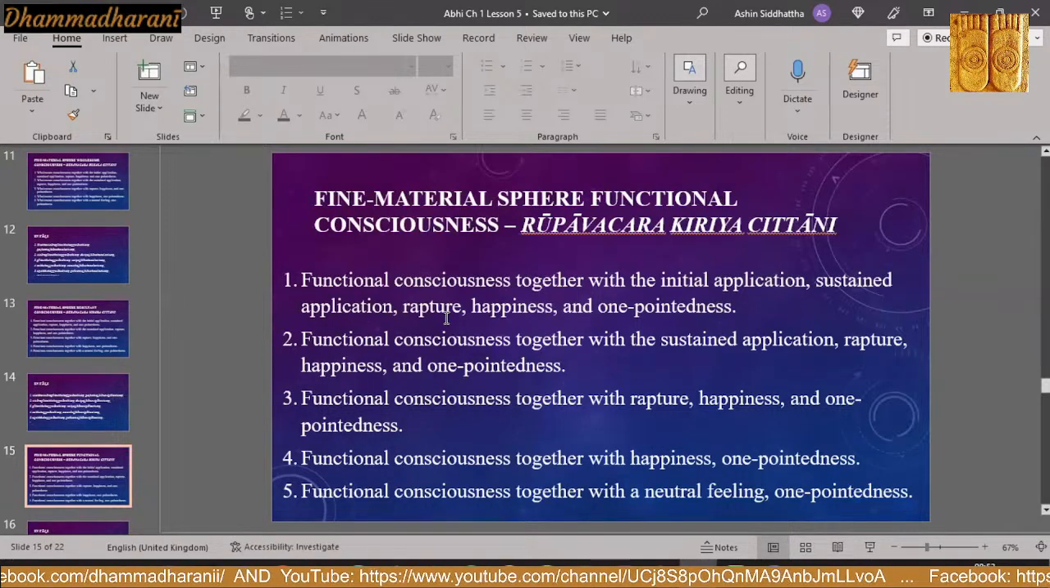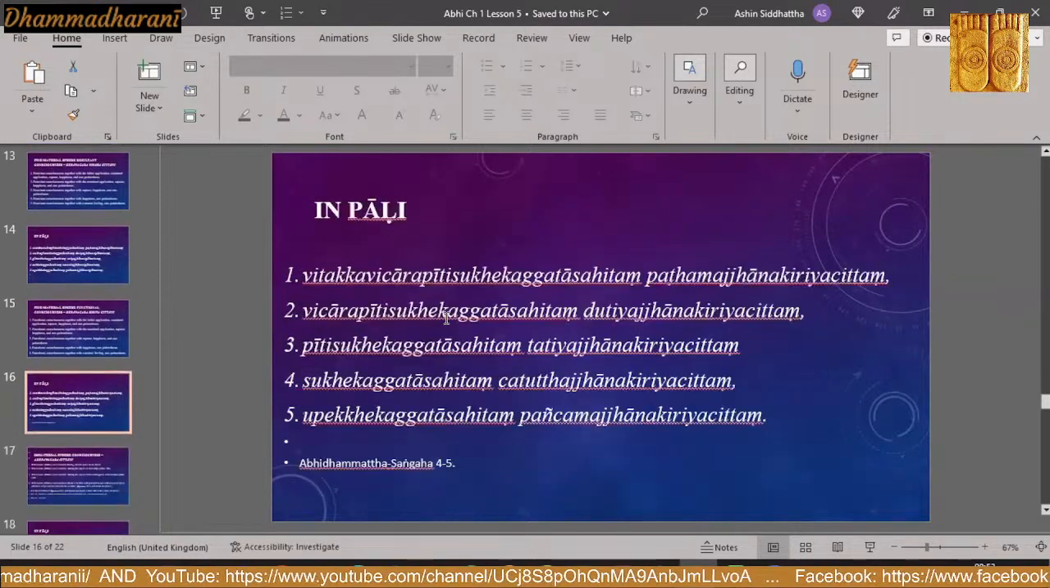Second Rūpāvacara Kriya, functional consciousness together with sustained application, rapture, happiness, and one-pointedness. Third Rūpāvacara Kriya Citta, functional consciousness together with rapture, happiness, and one-pointedness. Fourth Rūpāvacara Kriya Citta, functional consciousness together with happiness and one-pointedness. Fifth Rūpāvacara Kriya Citta, functional consciousness together with neutral feeling and one-pointedness. Let's move into the Pali.